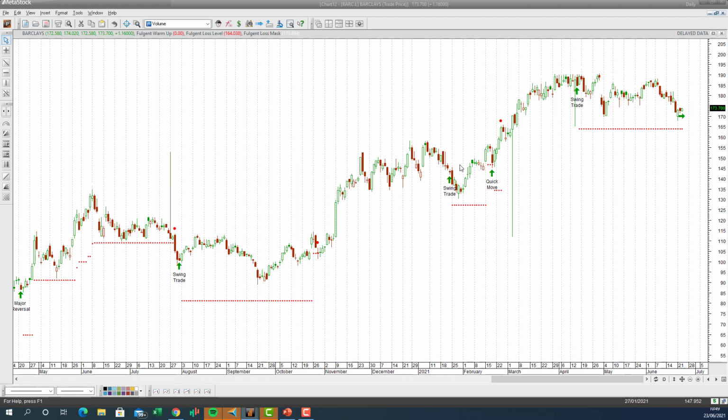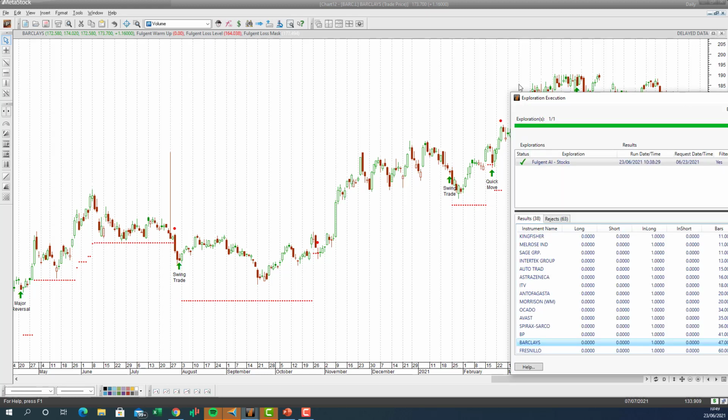Swing trade, yeah, huge move. Another quick move, swing trades in a long. Getting close to stop loss, so it will be interesting to see if this one's going to pan out. But nevertheless, had some fantastic trades in Barclays. And yeah, let's go back to the list.